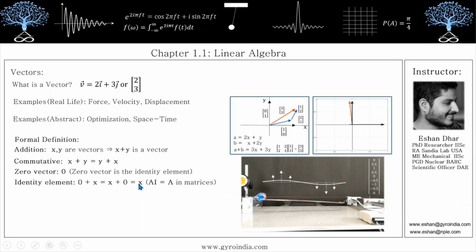This is very similar to this particular operation here in matrices, where I is the identity matrix, and when we multiply any vector with an identity matrix, we get that vector back. We also have an additive inverse. So in the binary operation of addition, when we add these two vectors, we get a zero vector. Vector addition is also associative, and there is a scalar multiplication which is defined.